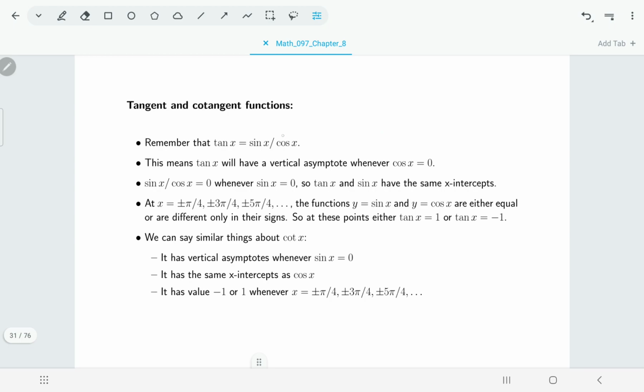And of course for cotangent, it would be the reverse. Cotangent is cosine divided by sine. So again, wherever the bottom is 0, that's where cotangent would have its vertical asymptotes. Whenever the top is 0, that's where cotangent would have its x-intercepts.